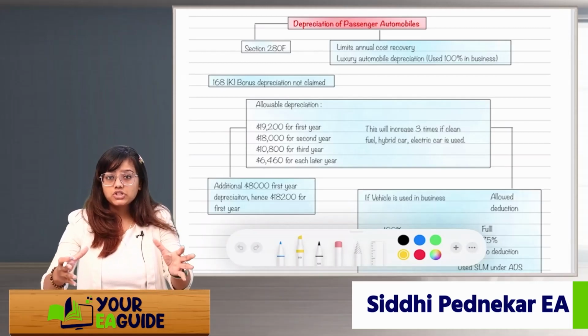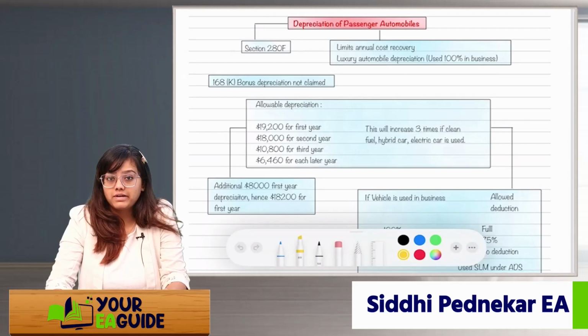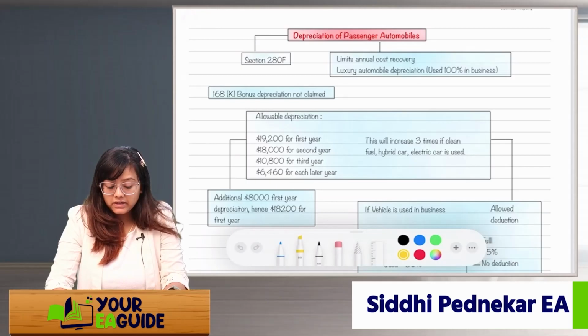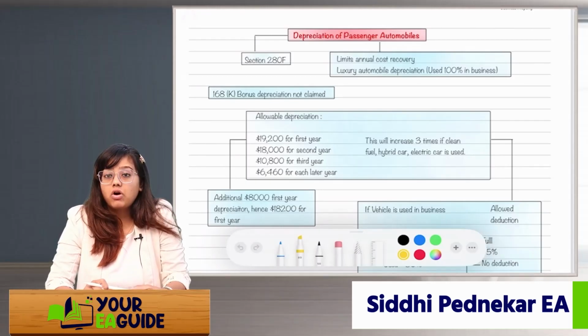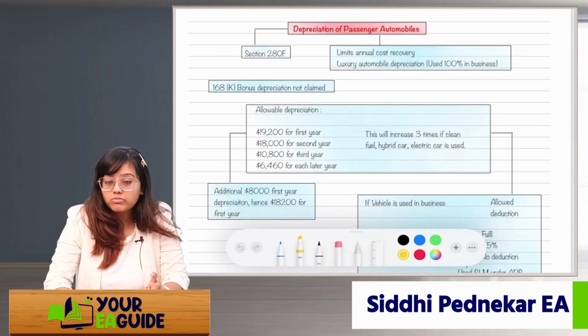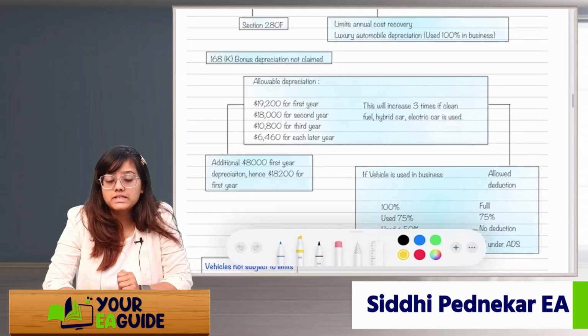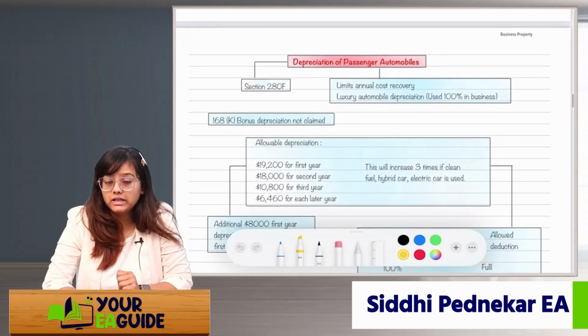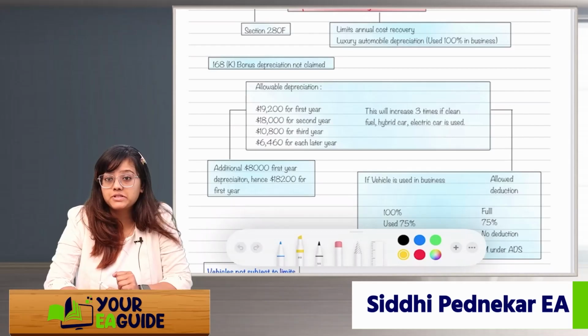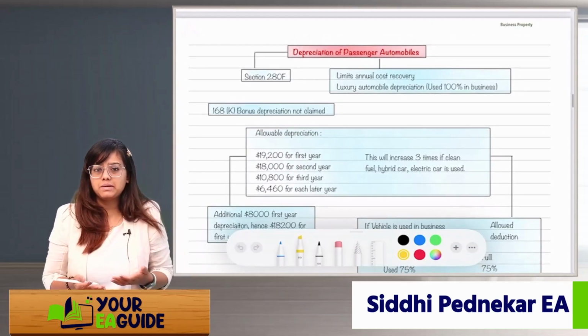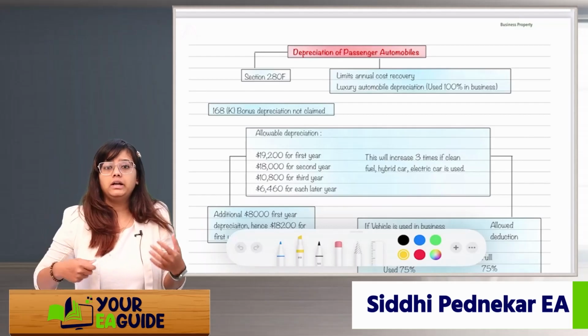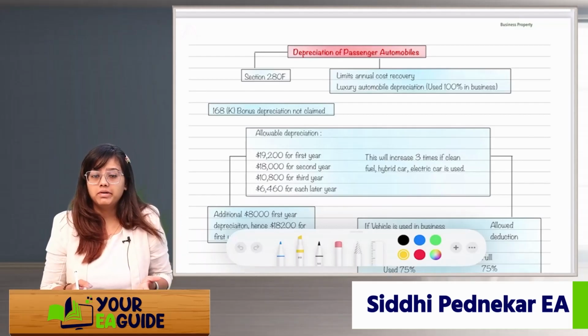If it's a depreciation of passenger automobiles, section 280F will be applicable. The limit is annual cost recovery. If it's a luxury automobile, then 100% it should be used in the business. So if 168K bonus depreciation is not claimed, then only this depreciation method will be applicable. If you have already claimed the bonus depreciation, then you cannot again take the depreciation on the passenger automobiles.